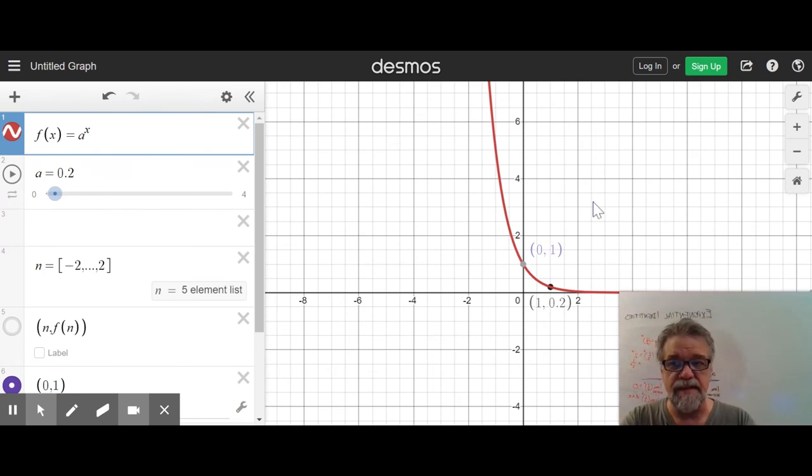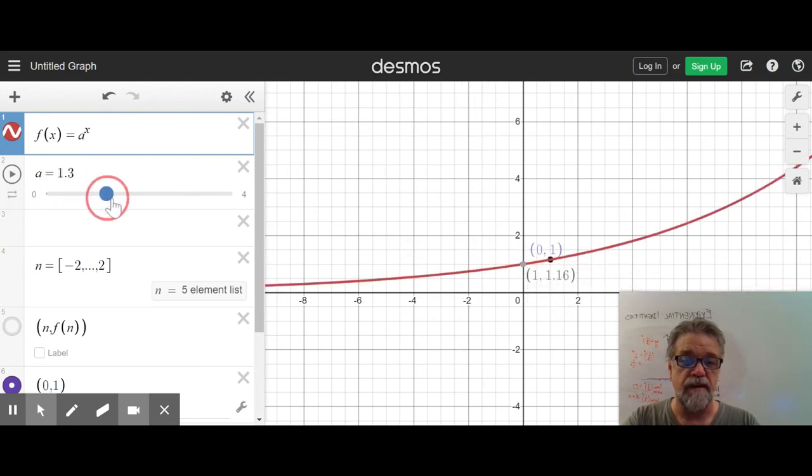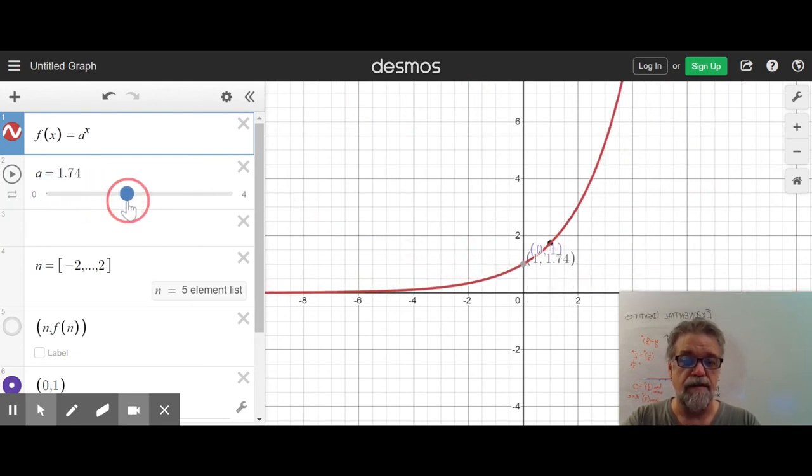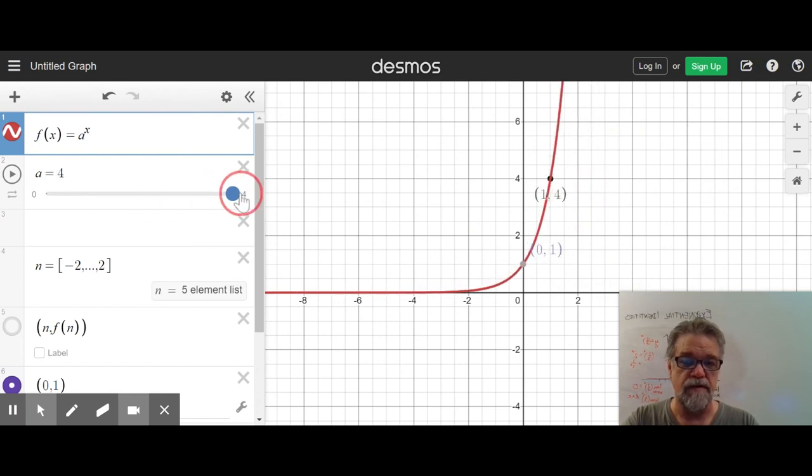So basically what you see is any time that a is a number between 0 and 1, it's going to have that big swoop up to the left. And any time that a is greater than 1, it's going to have the big swoop up to the right. And the farther from 1 that a is, the steeper that graph is going to be. Okay? That's what we're seeing.